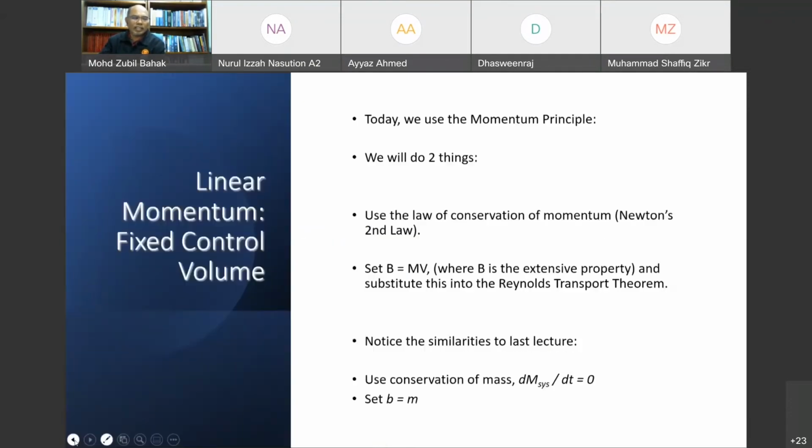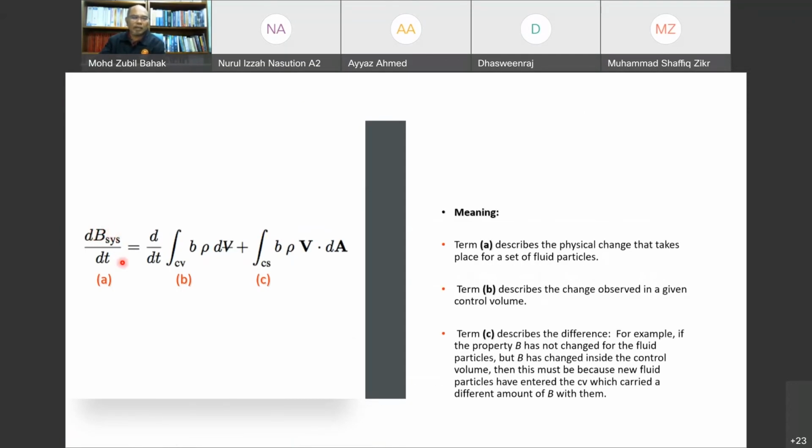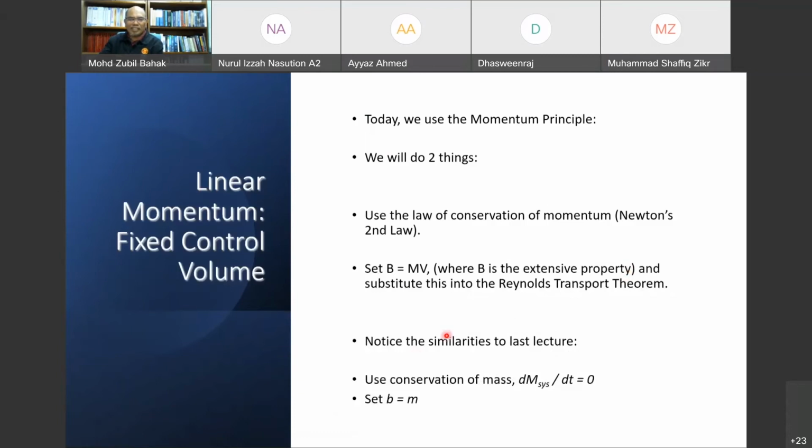We change this b in terms of m times v. Why do you want to change that? Because today we want to know the rate of momentum change in the system. Notice the similarity to the previous lecture, where we used conservation of mass, dm over dt equal to 0, and we set b equal to m. In this case, our small b now becomes mv divided by m, so you have a small v.